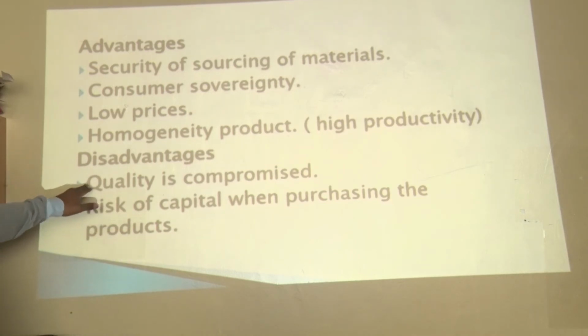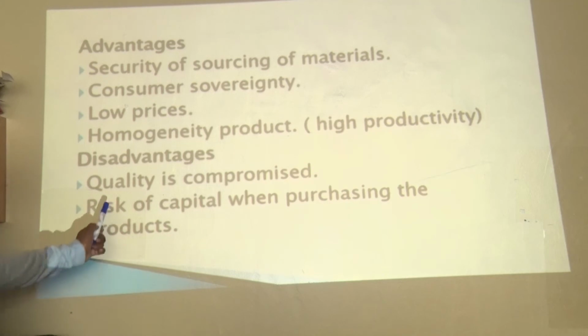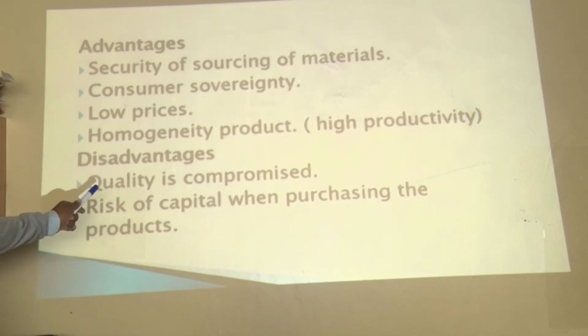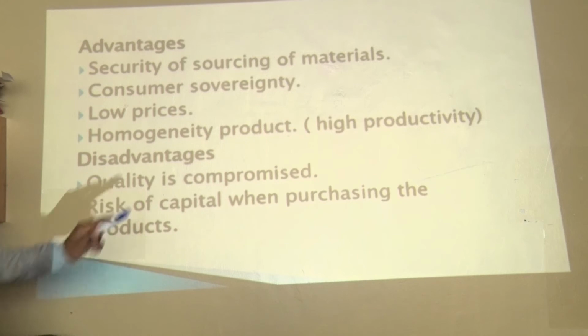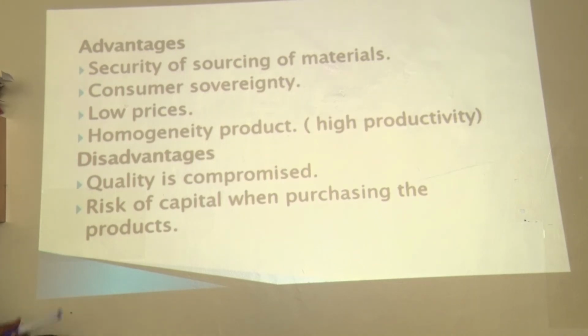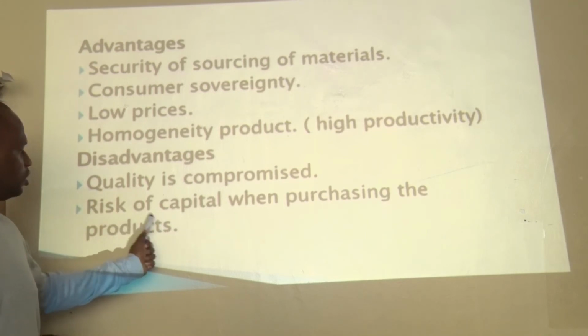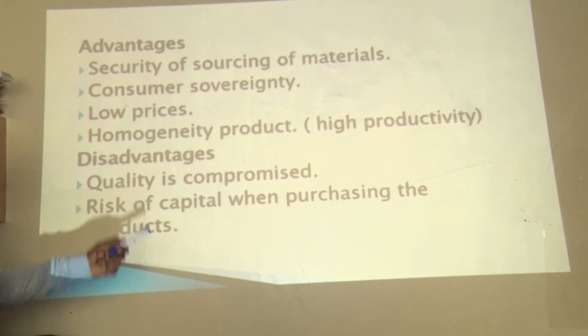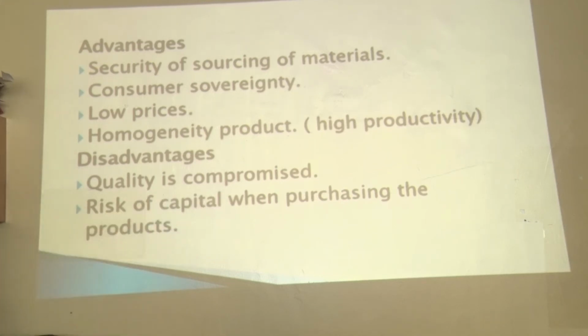The other thing is the disadvantages. One of the disadvantages of this type of system is that quality is compromised. We realize we have many buyers and many sellers, and at the end of the day, this means that the quality of the products will be compromised. Then we have the risk of capital when purchasing the product. So you realize the people who are buying the products at the end of the day might have the risk. And capital is all about the money that you require to start a business. Sometimes the capital might be at risk.